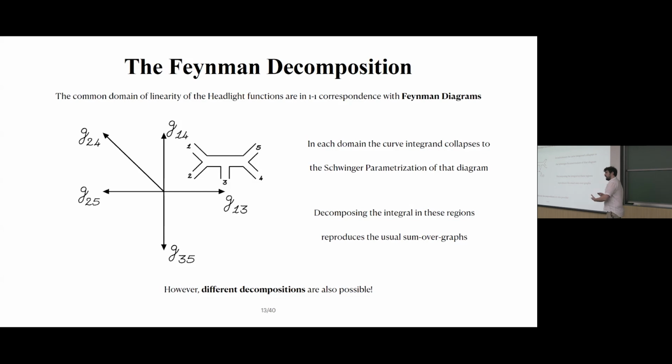The curve integrand in a particular cone collapses to the Feynman parameterization of that particular diagram. So if you integrate this integrand everywhere, and you break the domain of integration into Feynman integrals, you simply recover the usual formula for an amplitude, a sum over the Feynman diagrams. However, you do not necessarily have to decompose the domain of integration into Feynman integrals. You can decompose it any way you want. And this is going to play an important role in the numerical strategy.